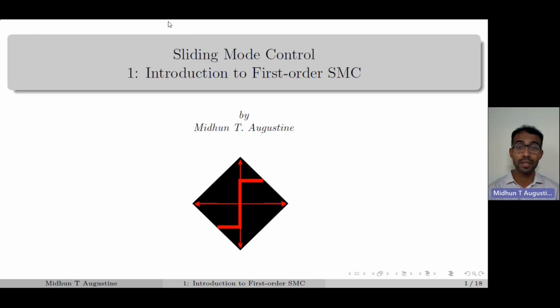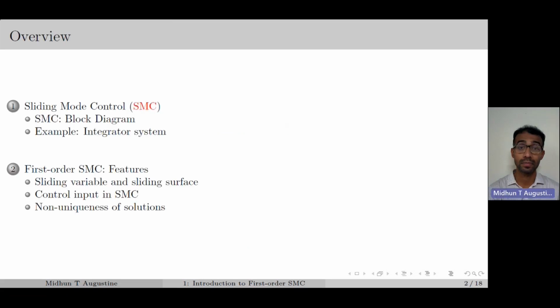In this lecture series, we will be discussing the basic concepts of sliding mode control or SMC and also discuss its numerical implementation using various examples. In this first lecture, we give a brief introduction to first order SMC, which is also called classical SMC. We start by discussing the basic idea of sliding mode control using an example of an integrator system. Then we briefly discuss the key features of first order SMC.